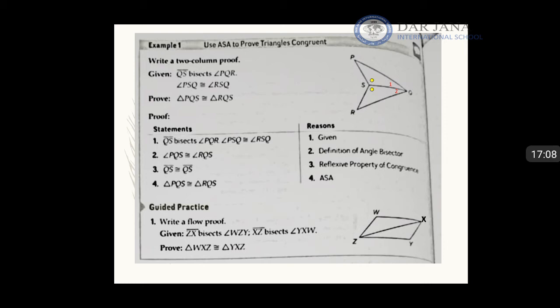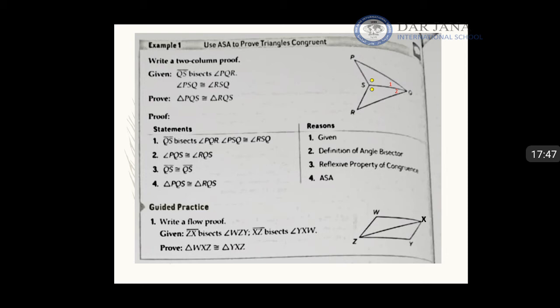Whenever we have QS as a bisector, we have to use the definition of the angle bisector. The bisector cuts the angle into two congruent parts. So because QS is the bisector of PQR, it means that PQR will be cut into two angles. The first angle is PQS, that we named 1 in this example, and RQS, which we named 2. So because QS is the bisector of PQR, we can tell that angle 1 is congruent to angle 2.